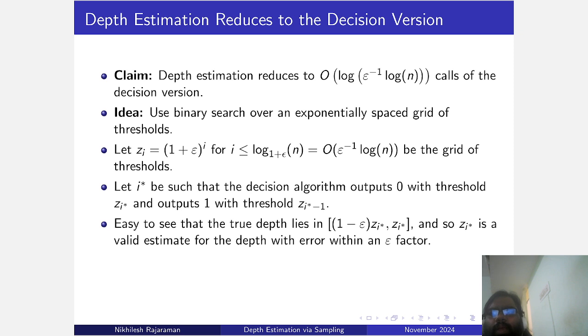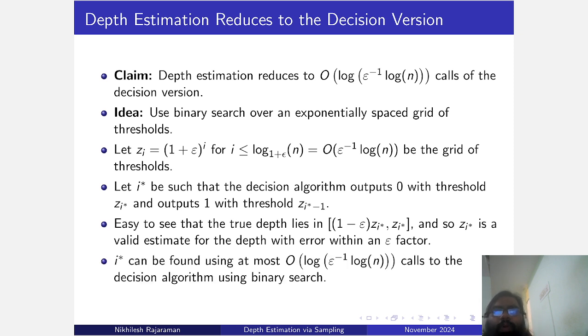And why is this? It's because from the way this critical threshold is defined, we've essentially sandwiched the true value of the depth from both sides. So you can work out that the true value of the depth has to be at least (1 minus epsilon) times Zi star, and it can be at most Zi star itself. So the true depth lies within this small interval of range at most epsilon. And so Zi star is a valid estimate for our depth if we are allowing an epsilon factor error.